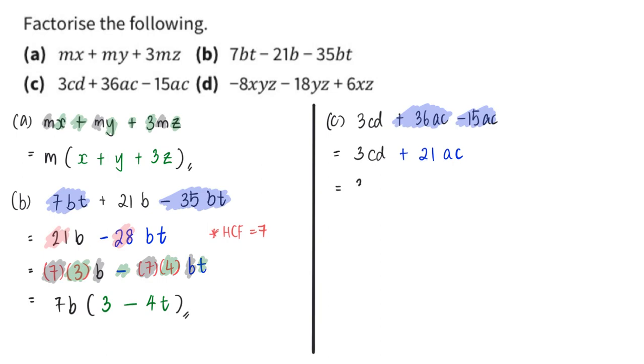And from here, I would then rewrite 21 as 3 times 7, because then I would be able to identify my common factor 3 easily. There's also a letter c for me to take out. And I'm left with d plus 7a. Done. And the last part for this question will be part D.